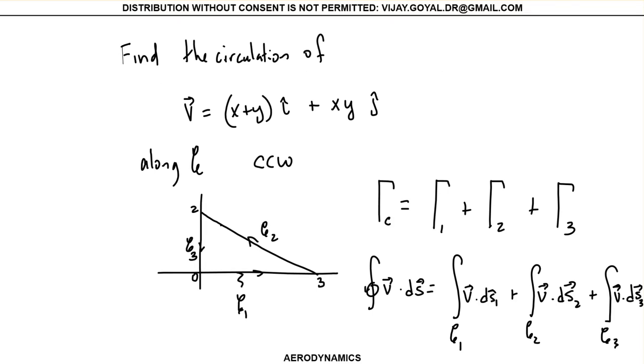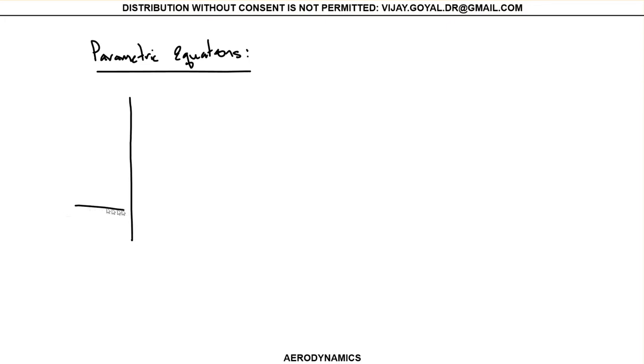To do this, there's a very nice trick that we can use. We can use parametric equations because they will greatly simplify our problem. So the way I like to do this problem is the following, and it's very easy to do this. I'm going to do one segment at a time. Let's see segment number 1.